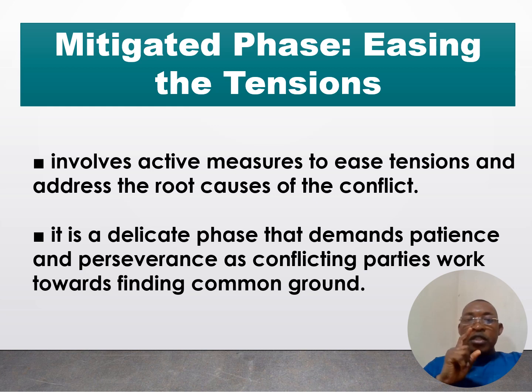Building on containment, the mitigated phase involves active measures to ease tensions and address the root causes of the conflict. This requires a commitment to dialogue, negotiation, and compromise. It is a delicate phase that demands patience. So this mitigated stage demands patience and perseverance, because conflicting parties work towards finding common ground, common solutions.